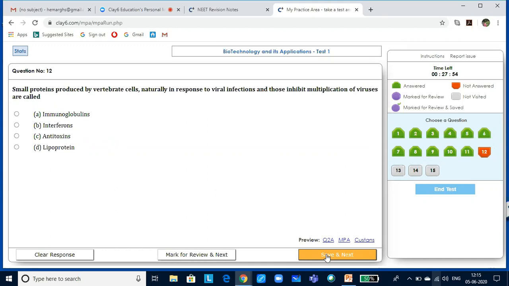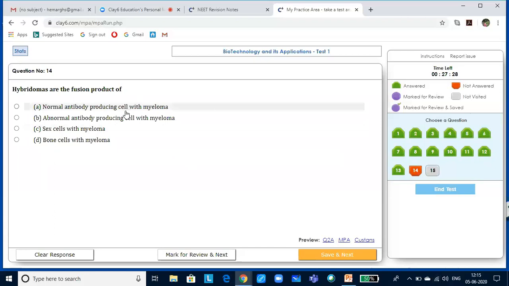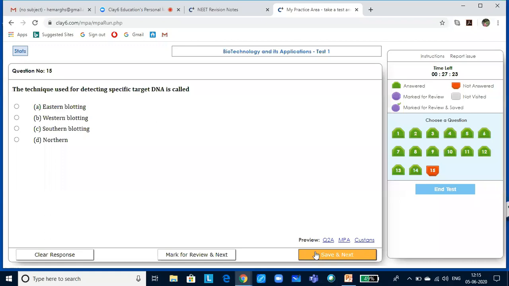Small proteins produced by vertebrate cells naturally in response to viral infections, which inhibit multiplication of viruses, are called interferons. Which of the following enzymes is used to remove protein stains from clothes? It is protease, obviously. Hybridomas are the fusion product of a normal antibody producing cell with myeloma. The technique used for detecting specific target DNA is called Southern blotting. So I'm ending the test here.